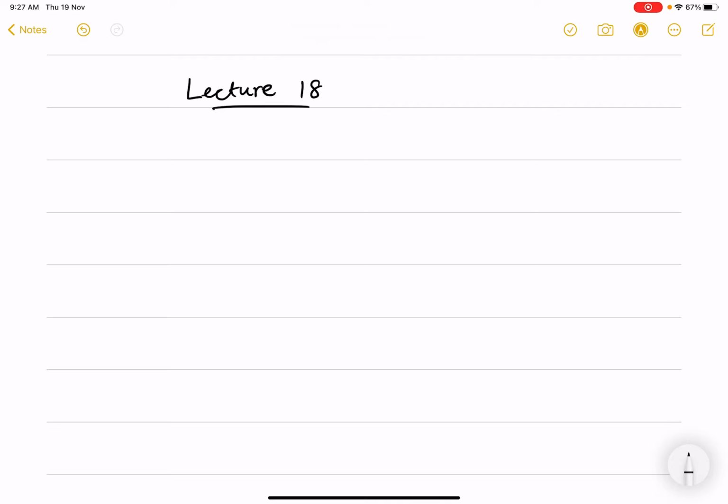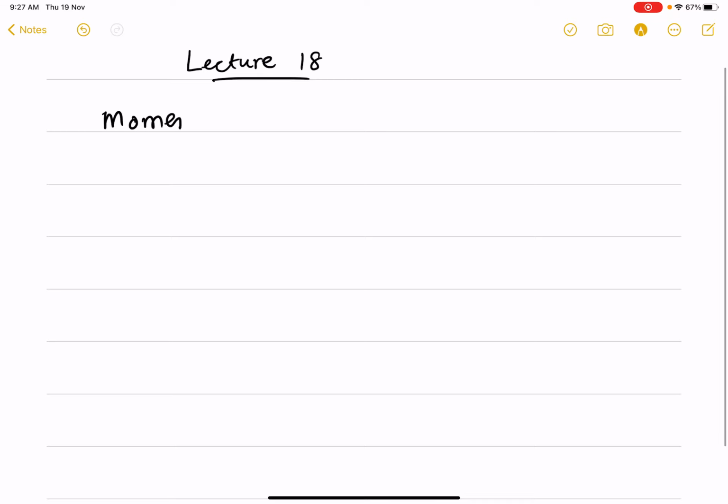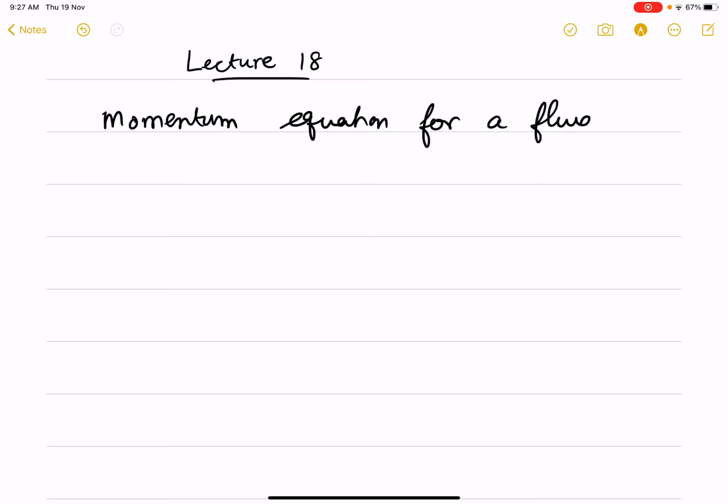Welcome to this class on fluid mechanics. In this class, we will be deriving the momentum equation for a fluid. We have seen a glimpse of this when we derived the equation of hydrostatics. Now, a key part of this derivation is the stress tensor sigma ij.